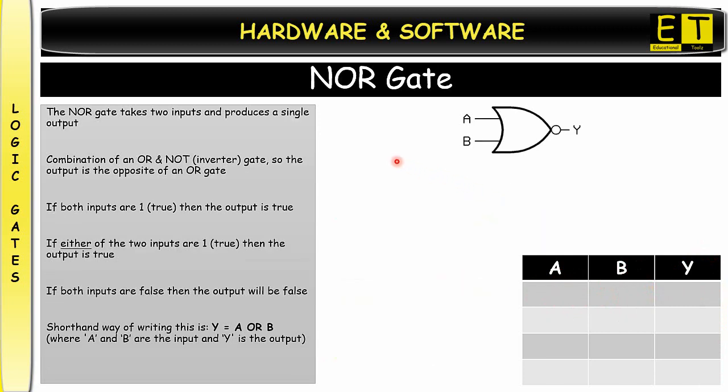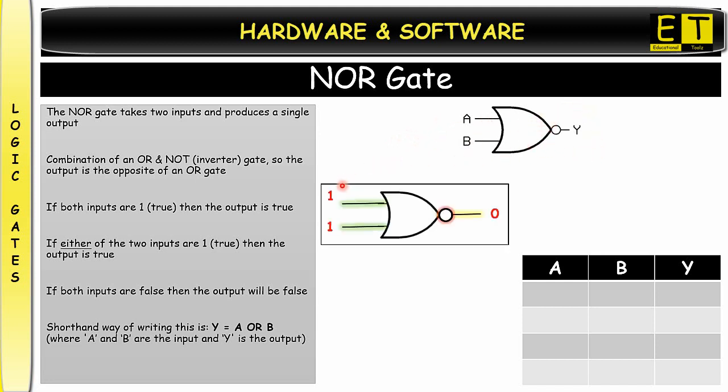The NOR gate is a combination of the OR and NOT gate, so the output is the opposite of an OR gate. Again, the NOR gate takes two inputs and produces a single output. If input A and B are 1, the output will be 0.